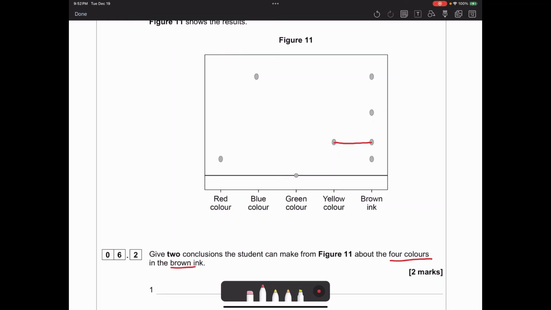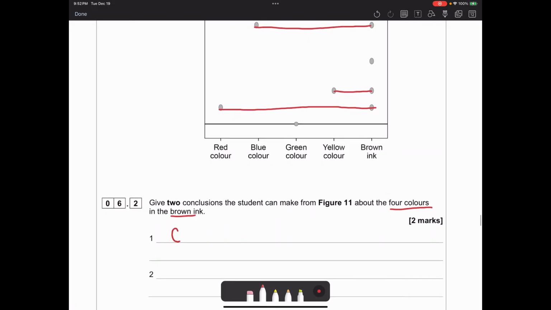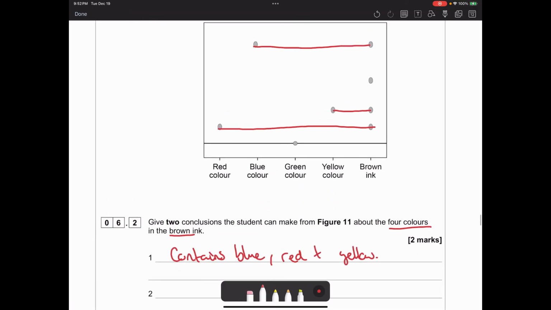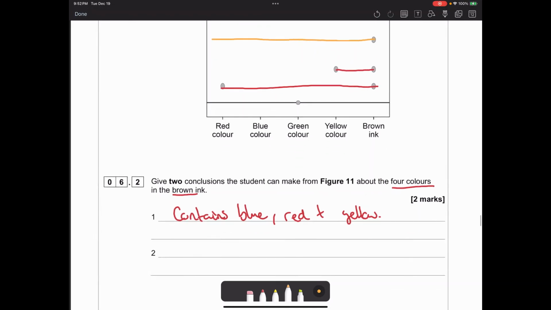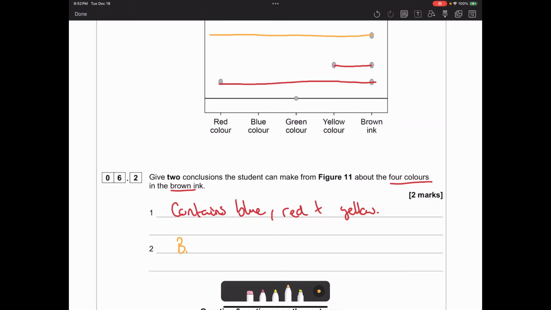So I could say my brown ink contains blue, red and yellow. There is, however, one substance that doesn't match with anything. So it's an unknown substance. So brown also contains an unknown substance.